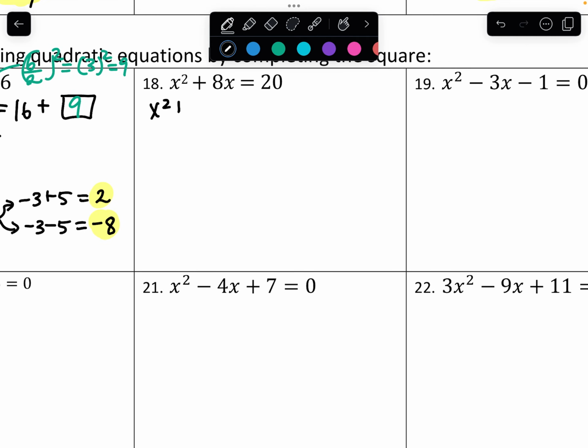Over here, we need to add a number to both sides. In this case, it's going to be 8 over 2 squared, which is 4 squared, which is 16.